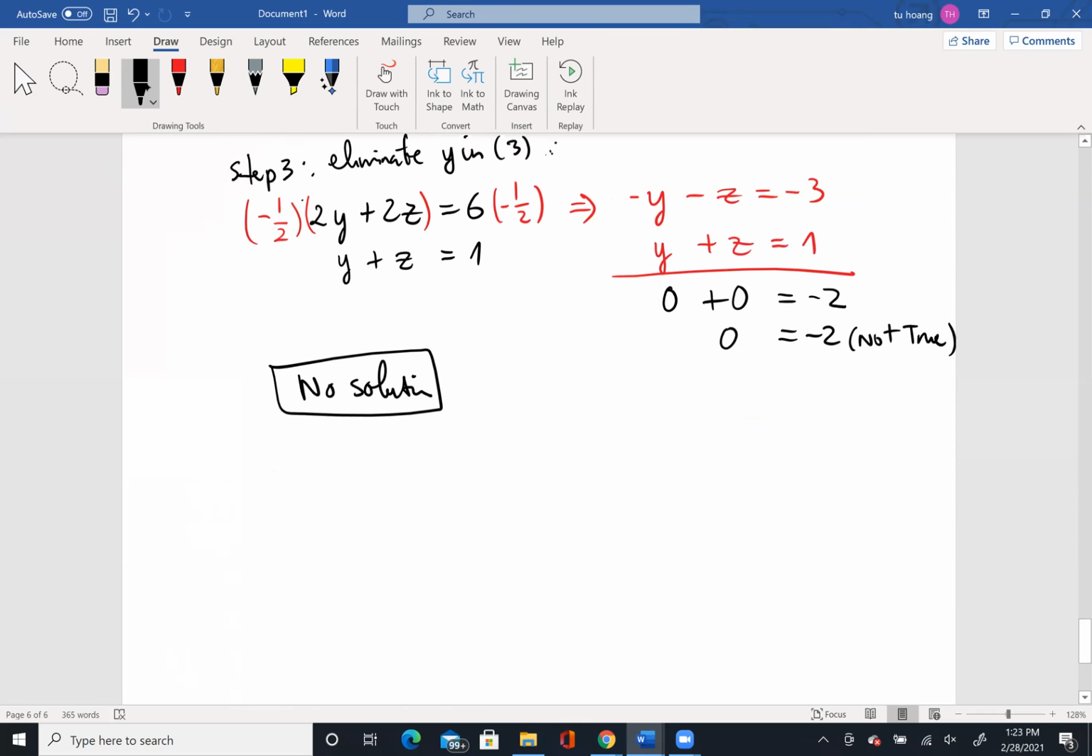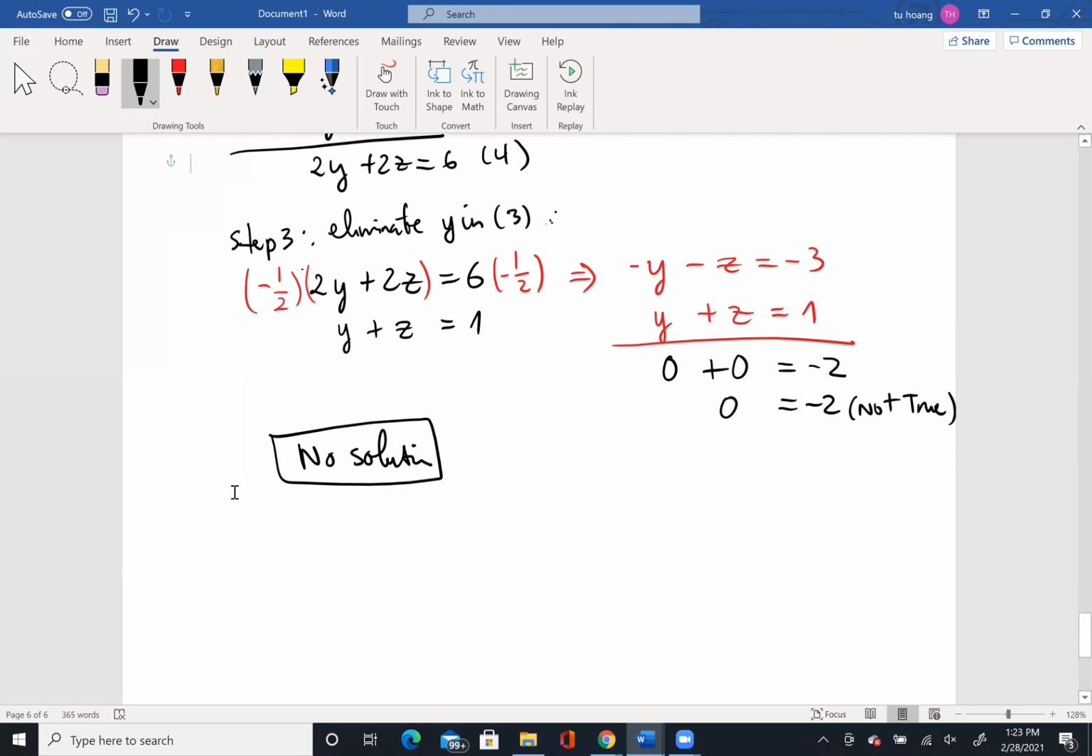Also, I have mentioned that it could be infinite, or infinitely many solutions, for some linear systems.